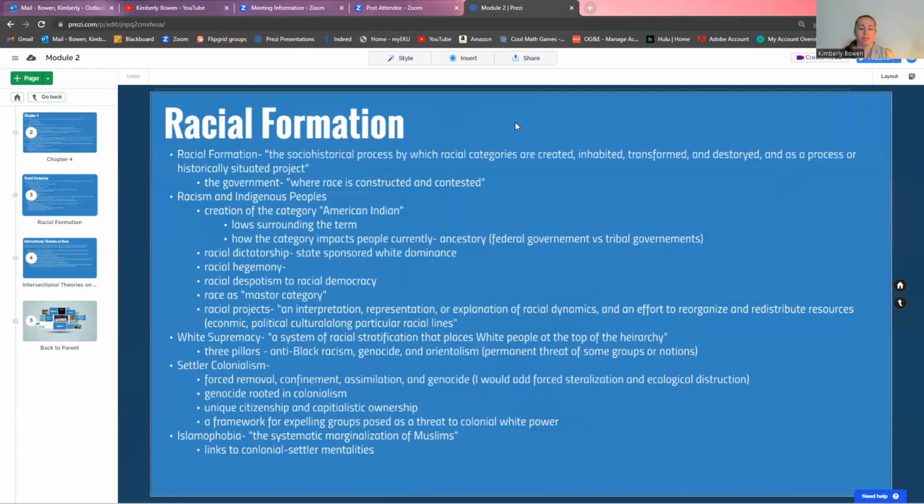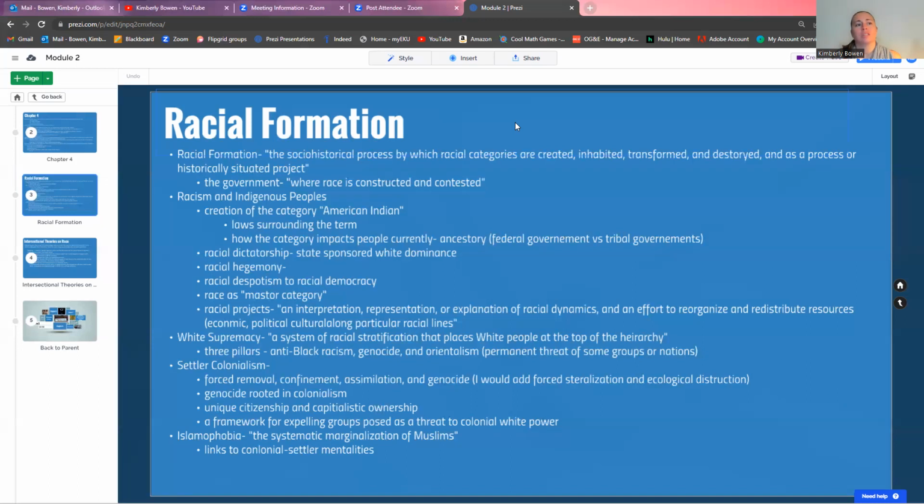All right, so settler colonialism is really, again, that forced removal, confinement, assimilation, and genocide. I would add sterilization and ecological destruction of indigenous lands to part of that conversation of how colonialism continues to impact our relations with other people. The genocide rooted in colonialism, we talked a lot about this in our history lessons, the unique citizenship and capitalistic ownership of the lands of those who work there. And that's again talking about that in conjunction with indigenous persons. And then it's a framework for expelling groups that we pose as a threat to colonial white power.